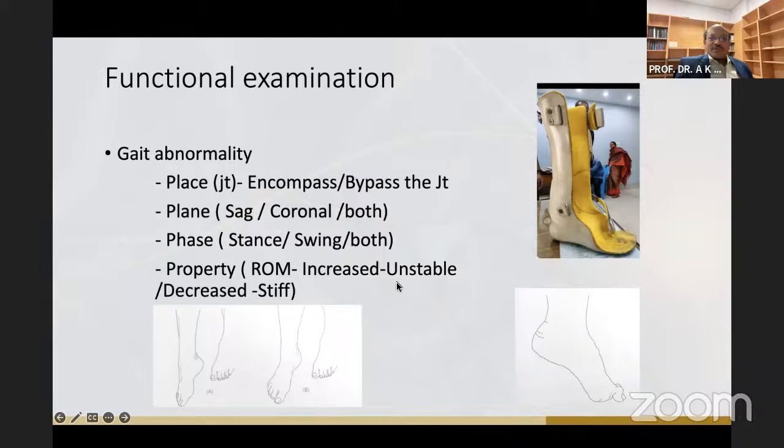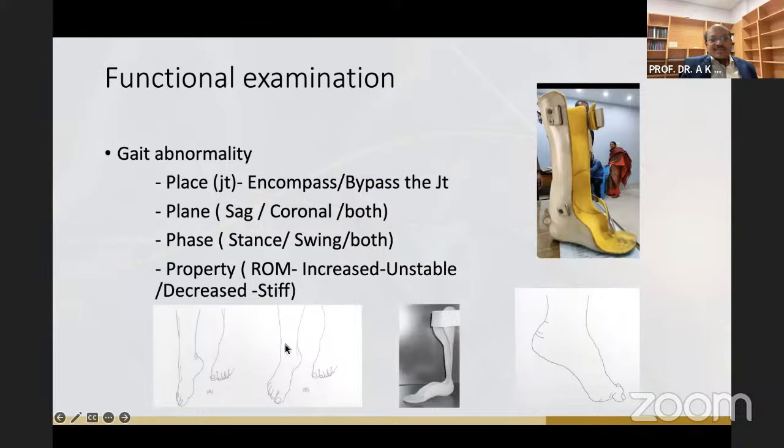Next, the range of motion: an increase means an unstable joint, a decrease means a stiff joint. So in this case, the ideal orthosis should be like this. This is a posterior upswing orthosis. Because of the malleability, dorsiflexion is possible, but plantar flexion is not possible and will not become possible.